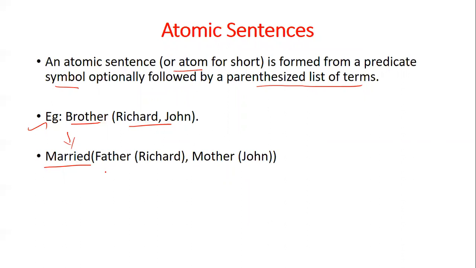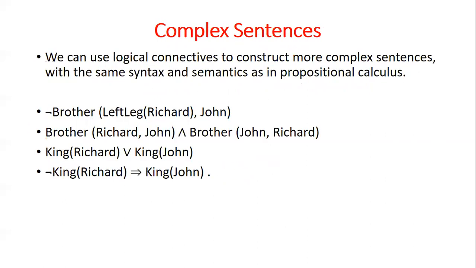This is a relation or a predicate: father of Richard, mother of John. That is, Richard's father has married John's mother. So we know that Richard and John were brothers. Okay. And complex sentences are constructed from simple sentences by using conjunction, disjunction, implication, all those things.